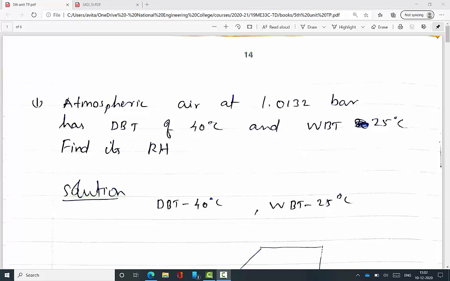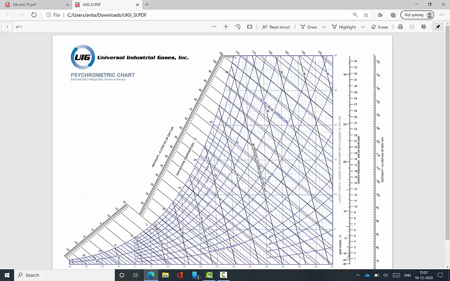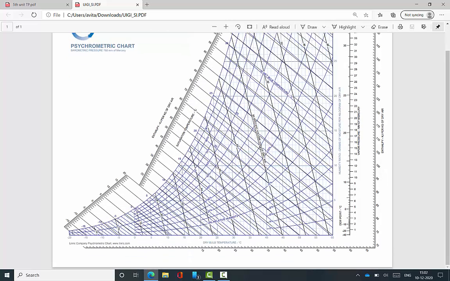Today we discuss and solve some problems related to the fifth unit. Already I explained the psychrometric chart. The chart has the x-axis as dry bulb temperature and the y-axis as humidity ratio, nothing but specific humidity or moisture content. The unit is kilogram per kg of air, or otherwise gram per kg of air.